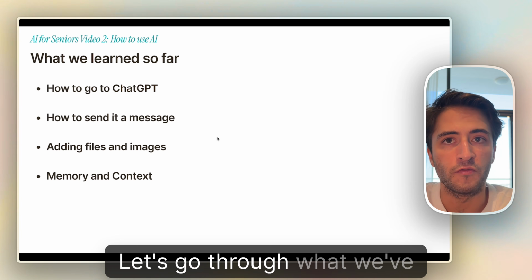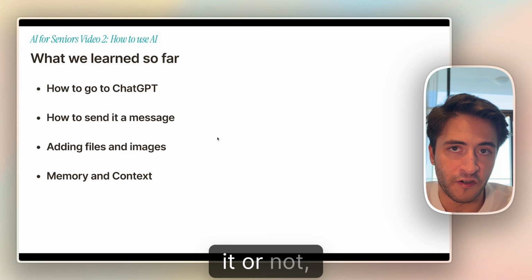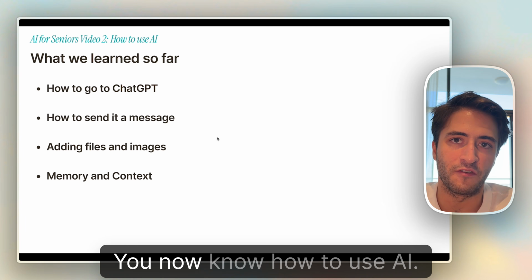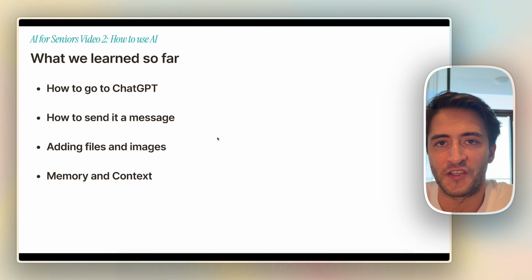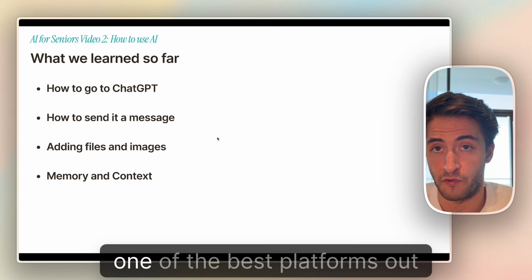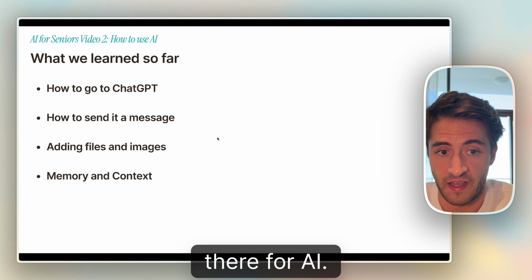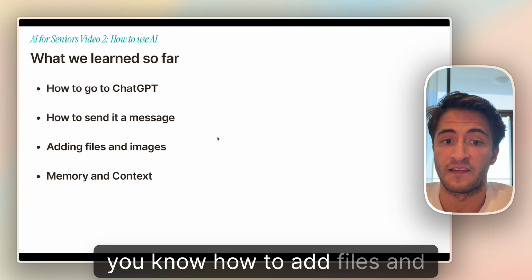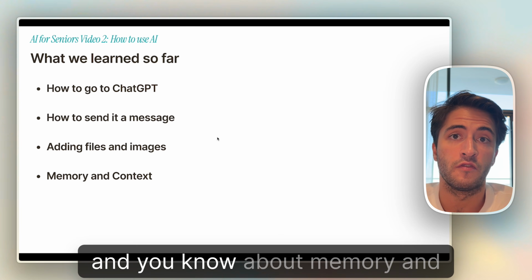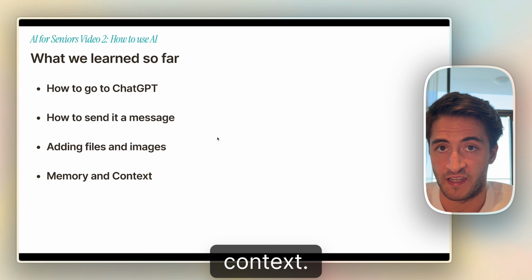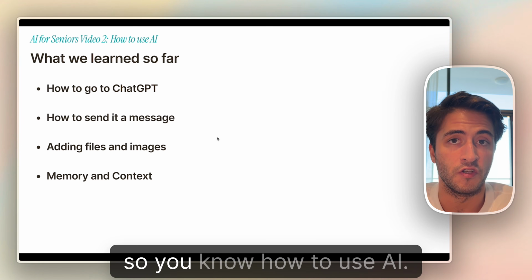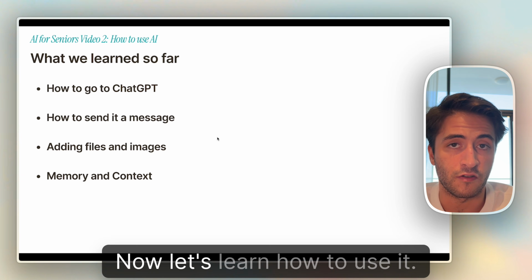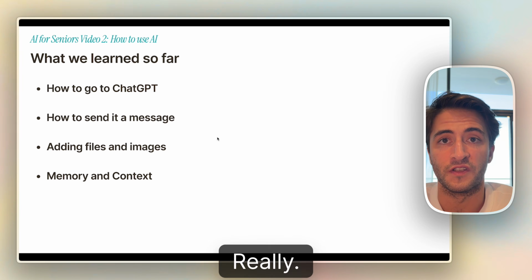Let's go through what we've learned so far, because believe it or not, you've used AI, you now know how to use AI. So you know how to go to ChatGPT, one of the best platforms out there for AI. You know how to send it a message, you know how to add files and images, and you know about memory and context. All right? So you know how to use AI. Now let's learn how to use it really, really well.